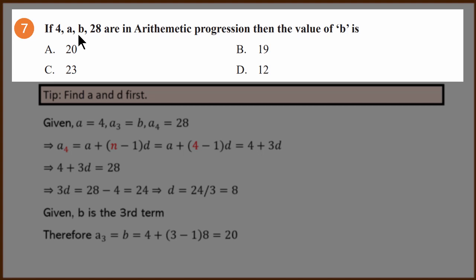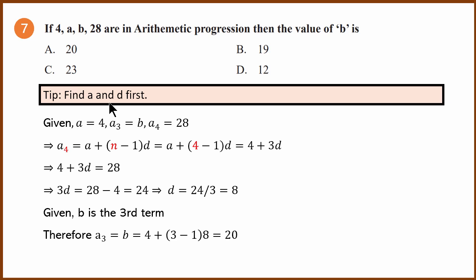So to solve this problem, we have to find the first term and common difference. We know the fourth term is 28 and the first term is 4. We can use that to find the value of D.